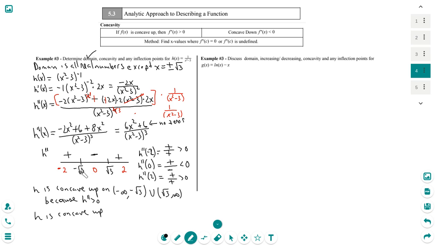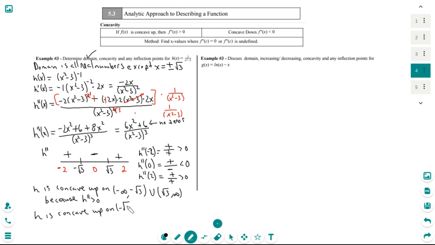And H is concave down on the interval from negative root 3 to square root of 3 because H double prime is negative, or less than 0.